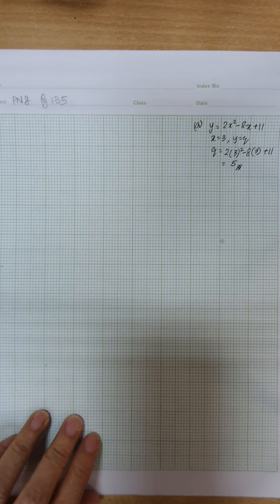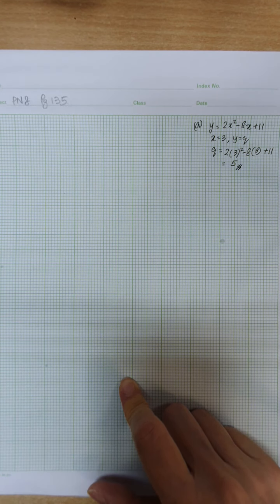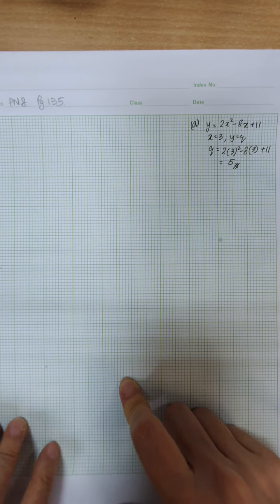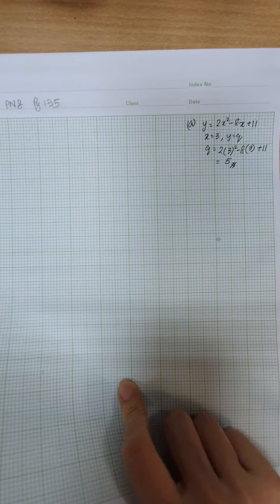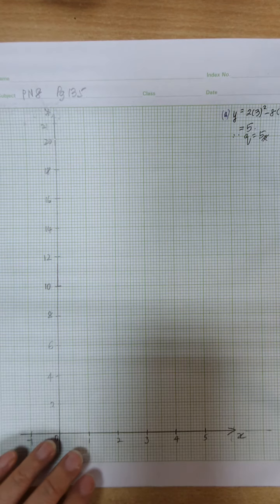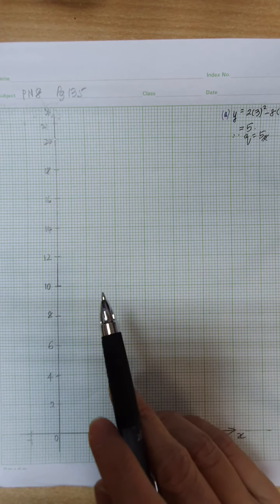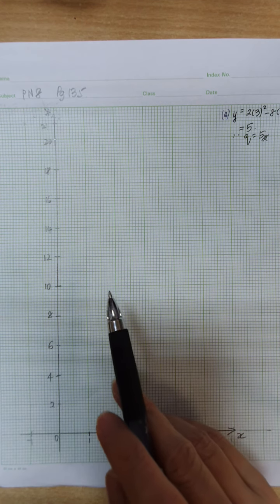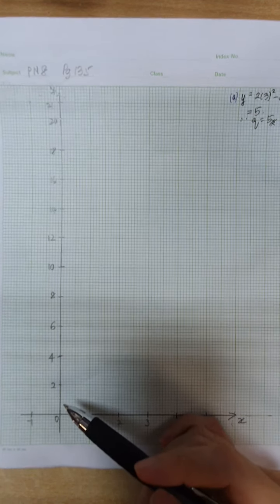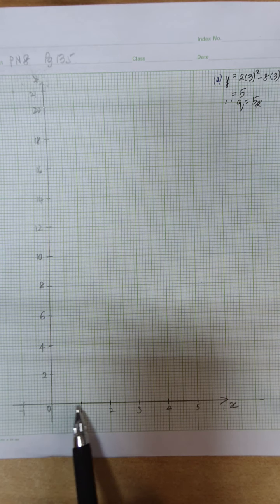On a sheet of graph paper, using a scale of 2 cm to represent 1 unit on the x-axis and 1 cm to represent 1 unit on the y-axis. So you need to draw x and y-axis. So we draw it out here. As indicated on the question, on the x-axis we have 2 cm.